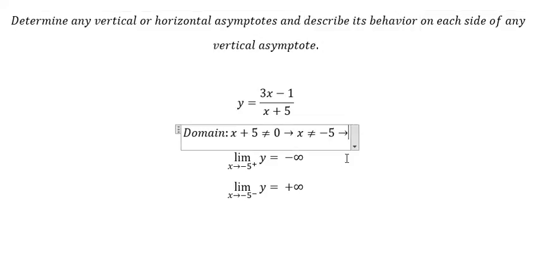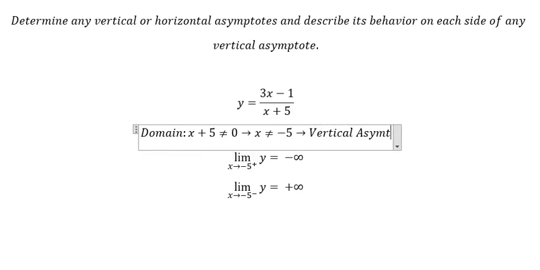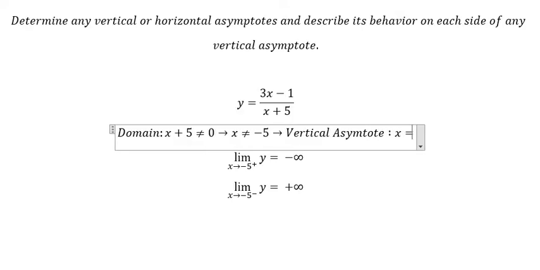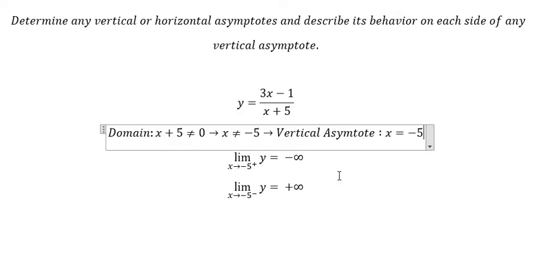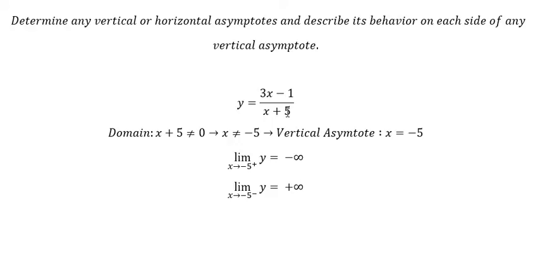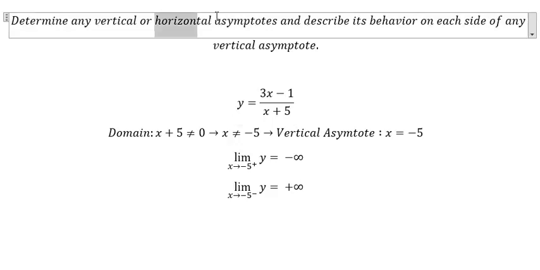So the vertical asymptote of this one is s equals negative 5. Now let's go to horizontal asymptotes.